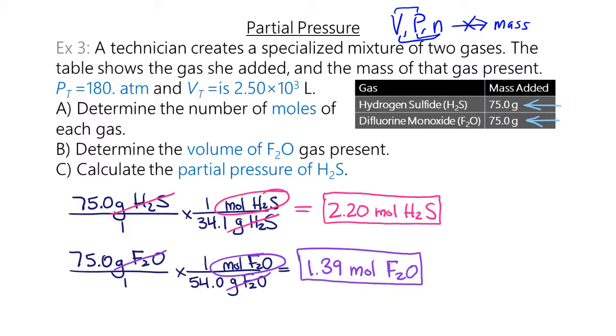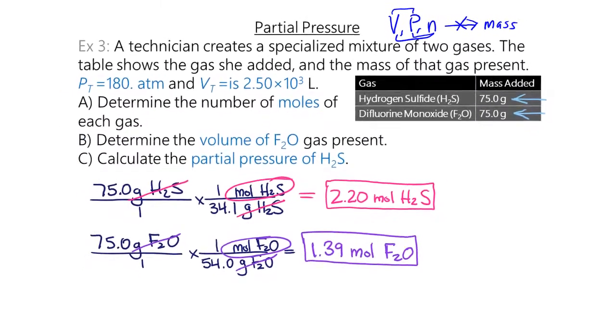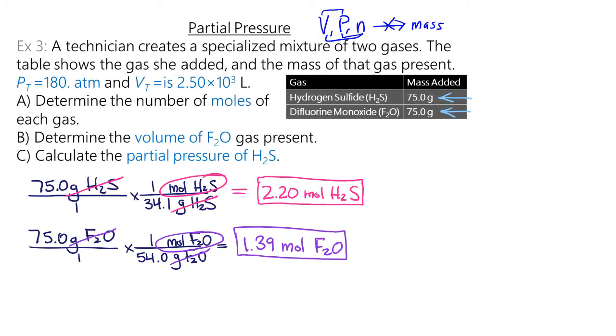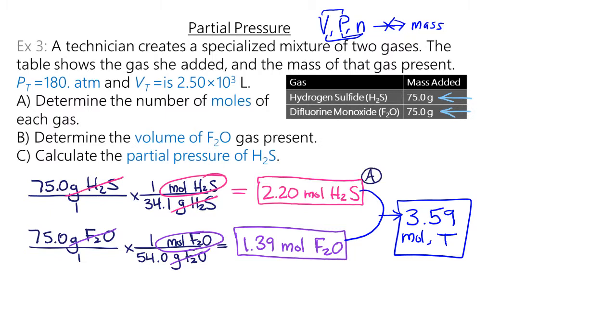Once you get the moles of each, you may as well figure out the sum of those two, which would be the total number of moles present. So, add these two together, and you get that there are 3.59 moles of gas total in this container. And that is actually the conclusion to part A.